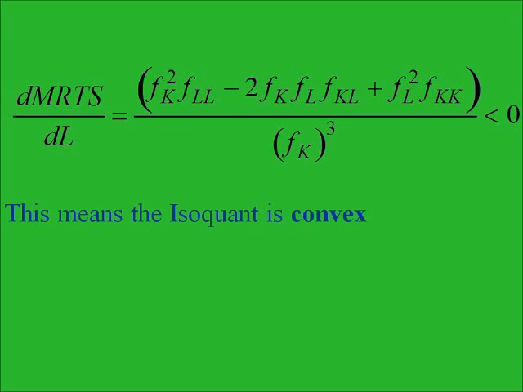The final element in the numerator, I have f of l squared, which is positive, times f of kk, which by assumption is negative. So all the elements in the numerator are negative, and in the denominator I have f of k, which is positive. I cube it, it remains positive. So I have negative over positive, I have negative. This means my isoquant is going to be convex.